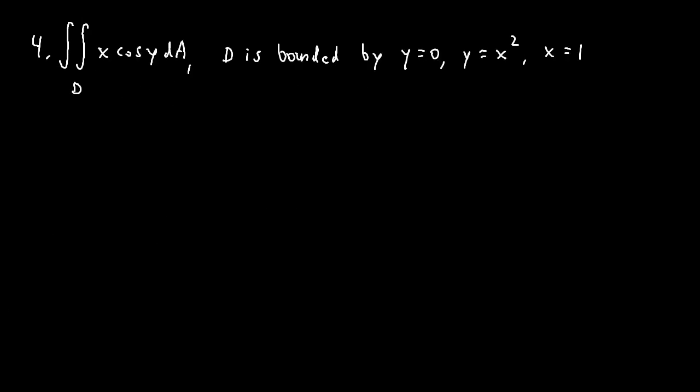So now for number 4, we're trying to find the double integral of x times cosine y dA. And this time D is bounded by the graphs of y equals 0, y equals x squared, and x equals 1. So now we have to actually come up with our own x and y bounds.